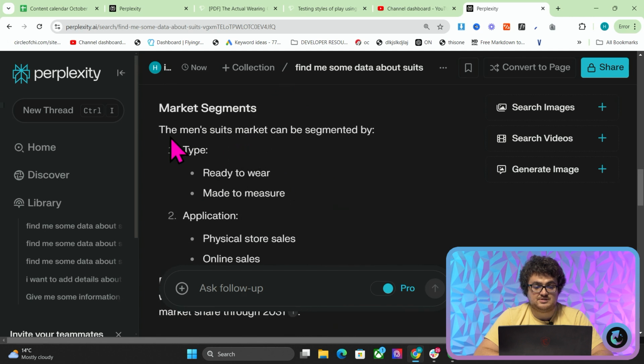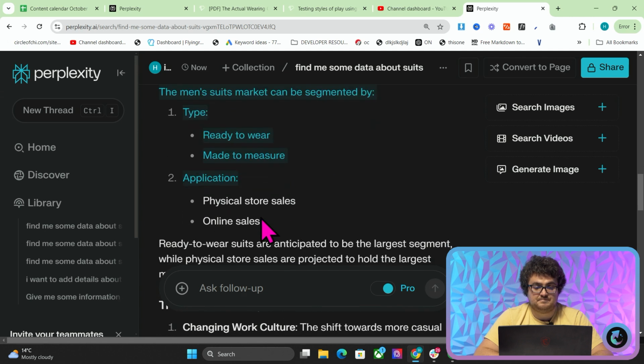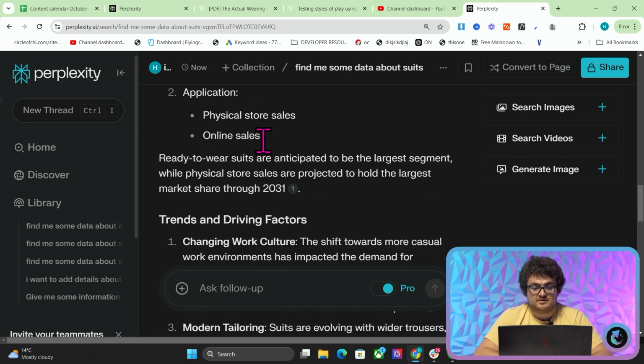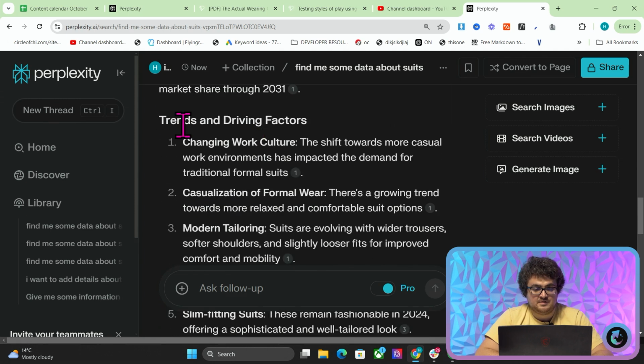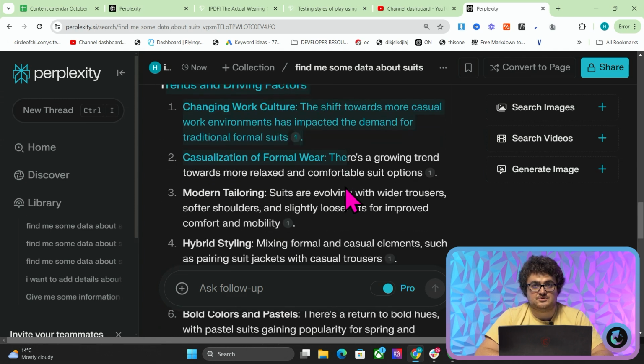There are some things here that are useful, like ready to wear and made to measure being the divide. And then reasons for the change towards fewer and fewer people wearing suits. This is also something that could enrich the article, but they enrich the article in different ways. So it's almost worth having both.